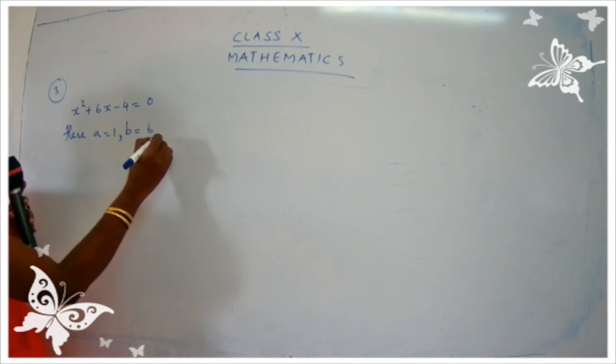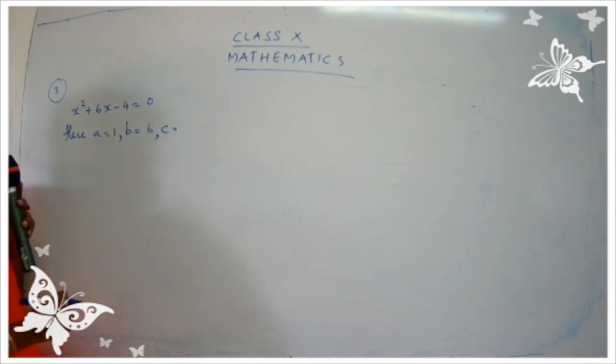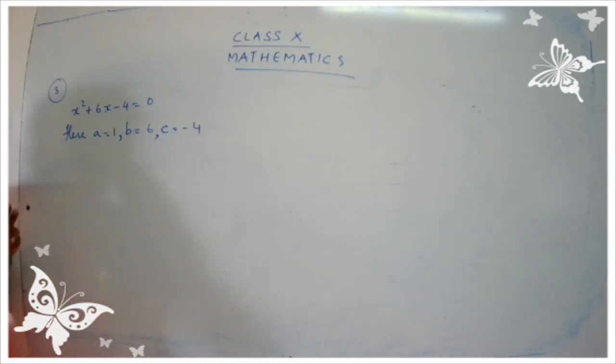Okay, now let's come to C. What is the constant term, children? What is left out now? It's minus 4. Always I have told you that we have to focus on the signs also. Remember, we have to follow up with the sign. It is very, very important. So you get C is equal to minus 4.